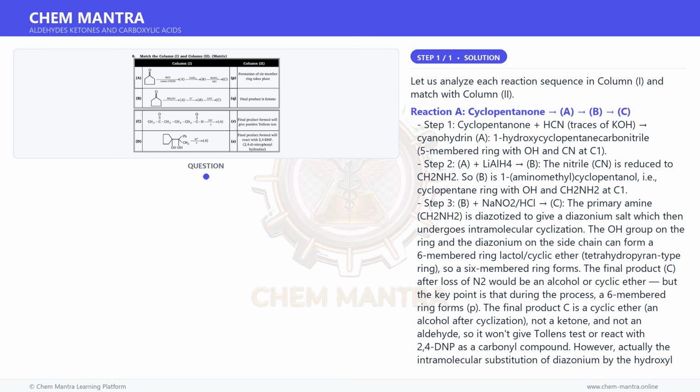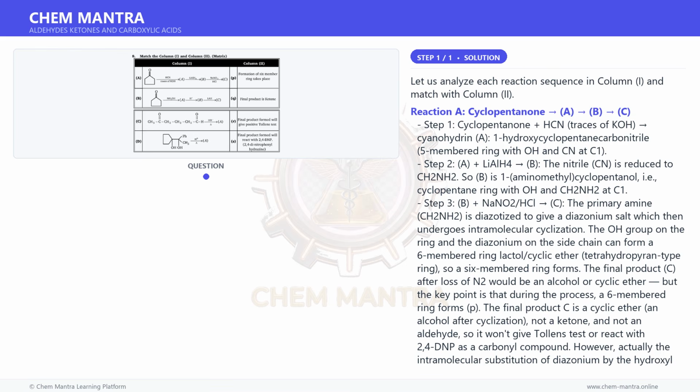The final product C is a cyclic ether, an alcohol after cyclization, not a ketone and not an aldehyde, so it won't give Tollens test or react with 2,4-DNP as a carbonyl compound. However, actually the intramolecular substitution of diazonium by the hydroxyl oxygen gives a 6-membered ring oxide, tetrahydropyranyl type. This product lacks a carbonyl, so Q, R, S seem inapplicable. But per the given answer, A matches P, Q, S, so let us reconsider.